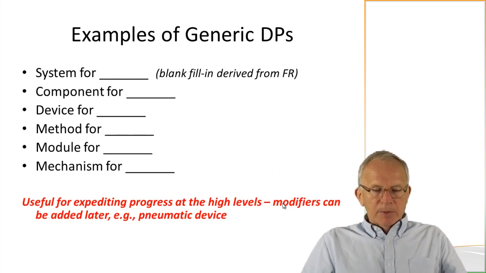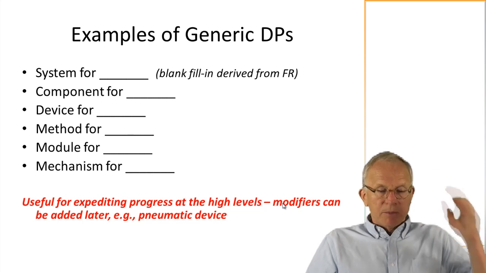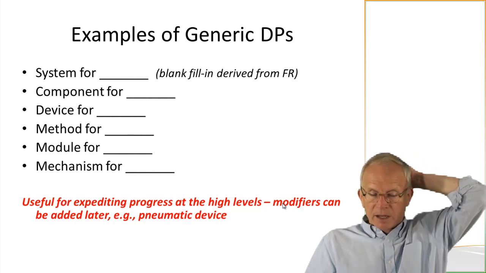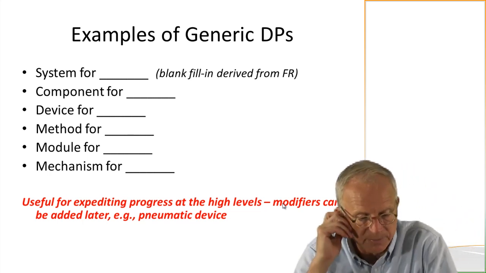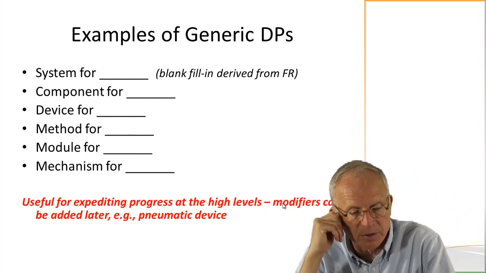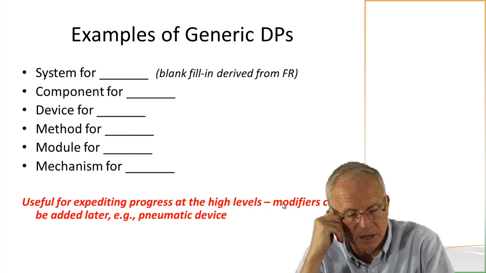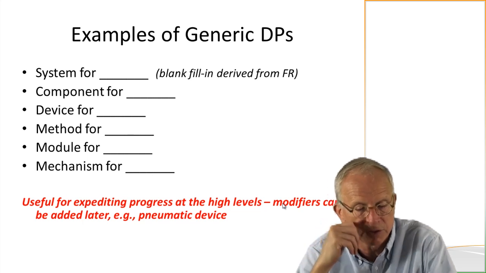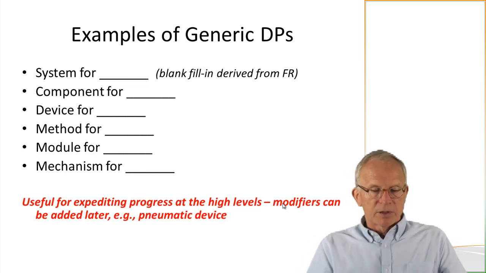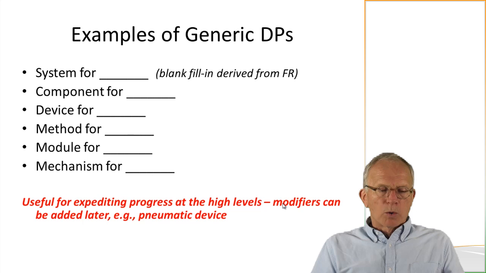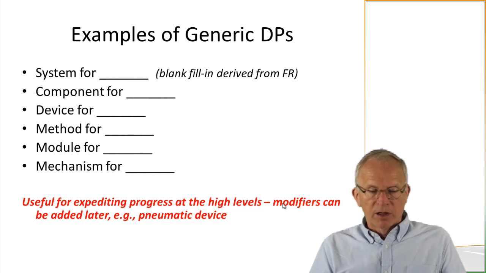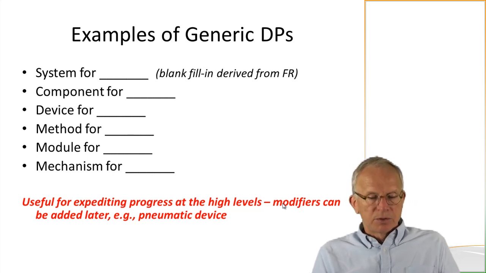Here are some examples for generic DPs. We're looking for different kinds of systems generally, but the DPs could be for a component, or for a force device, or a device rather, method, module, mechanism. What we're doing here is taking whatever the noun was, or the verb was in the FR, and plugging that into the blank.